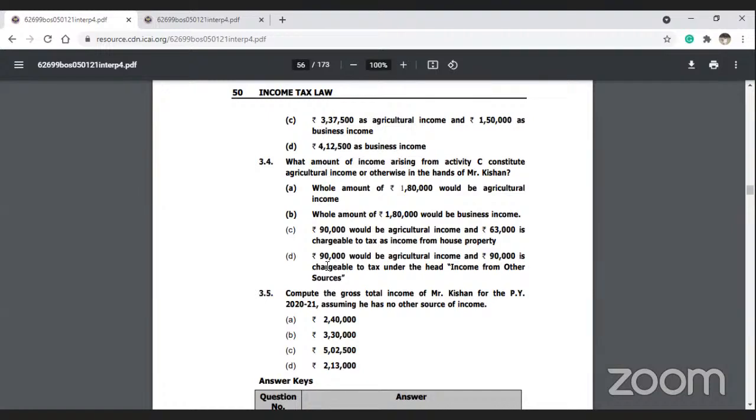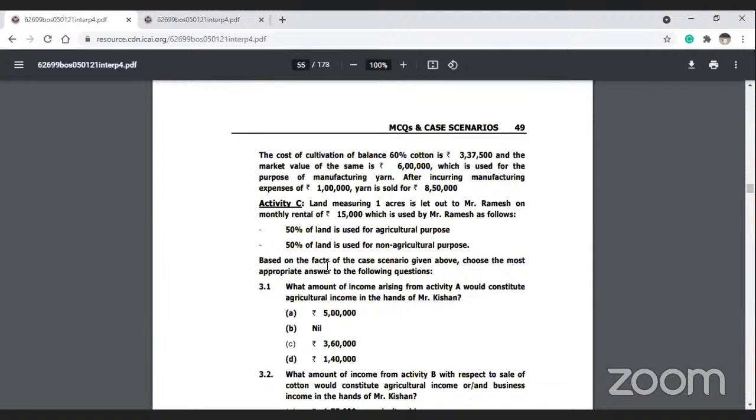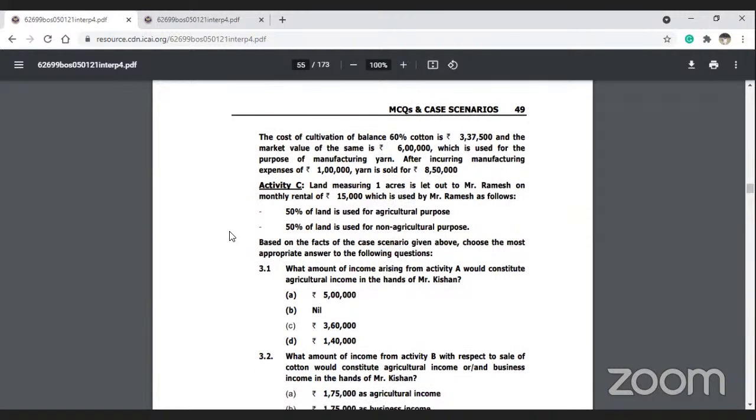The fourth question is, what amount of income arising from activity C constitutes agriculture income or otherwise in the hands of Mr. Kishan? Activity C: land measuring 1 acre is let out to Mr. Ramesh on monthly rent of 15,000, which is used by Mr. Ramesh as follows: 50% agriculture income, 50% non-agri income. So 90,000 agricultural income. It's a 50-50 ratio. Option D then.